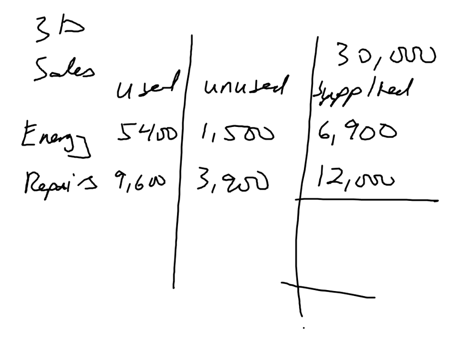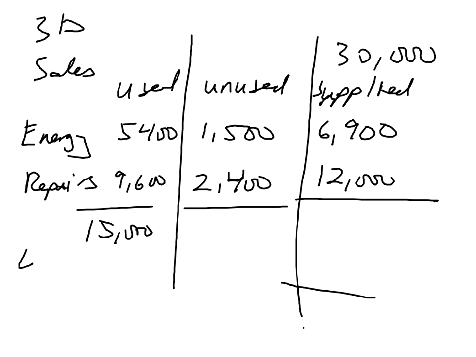So then we have our total costs in the 3 columns. We just have to add them up. 54 plus 96, that's going to give us $15,000. Oh, I made a mistake here. All right, for the second column, it's 15 and 24, not 15 and 39. 1,500 plus 2,400 equals $3,900.